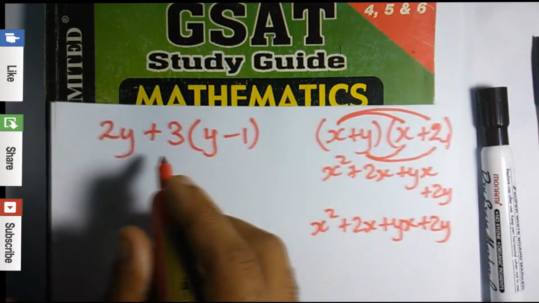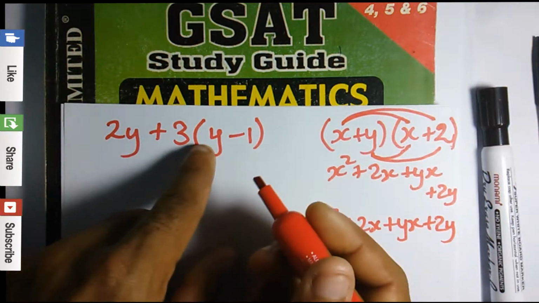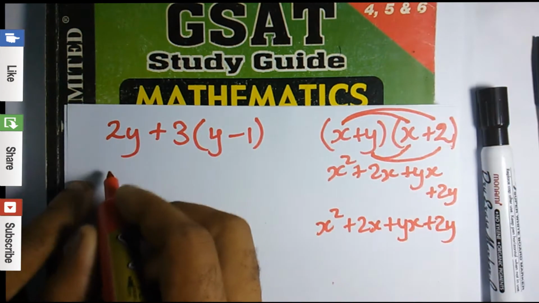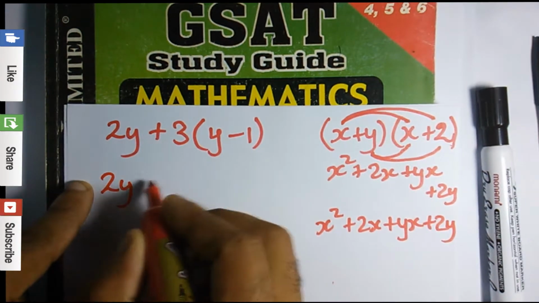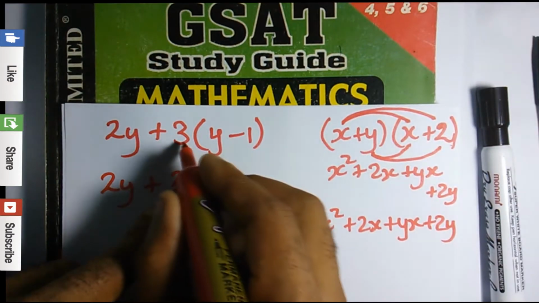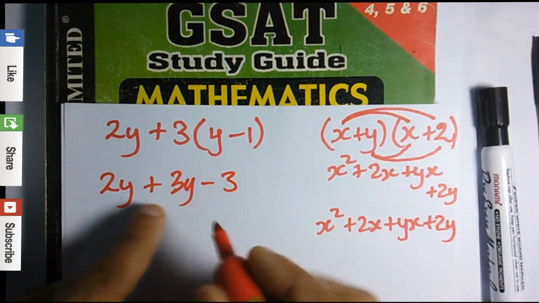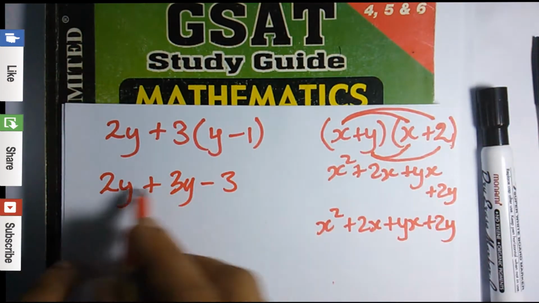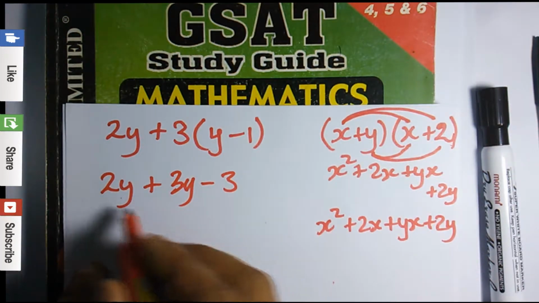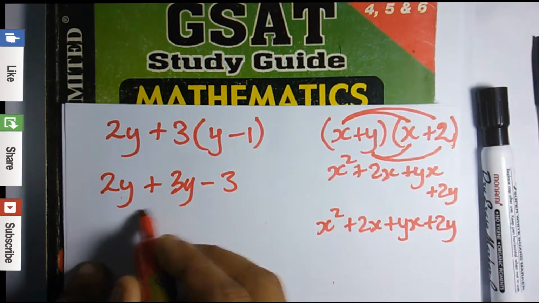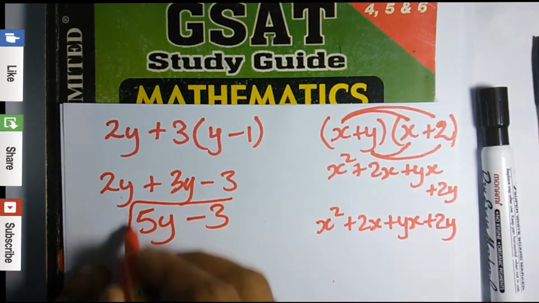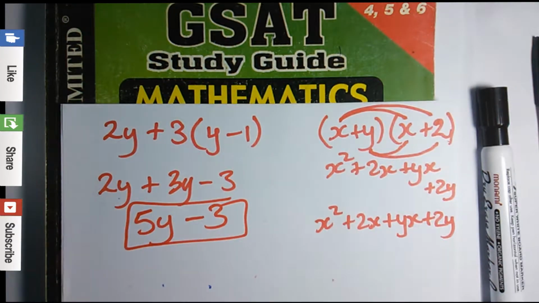With this particular question, remember, we're only multiplying the y minus 1 by 3. So we'll rewrite 2y plus 3 times y is 3y, and 3 times minus 1 is minus 3. The like terms are already at the front of the expression, so we'll just simplify them. 2y plus 3y is 5y, and we bring back down the minus 3. So this would be our answer.